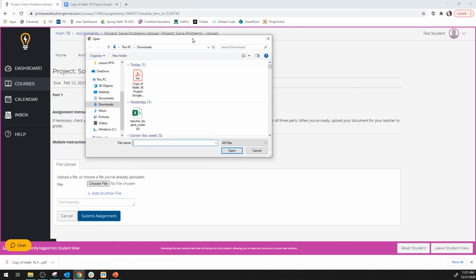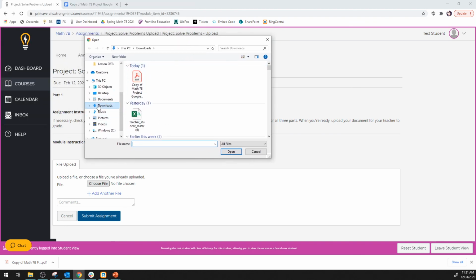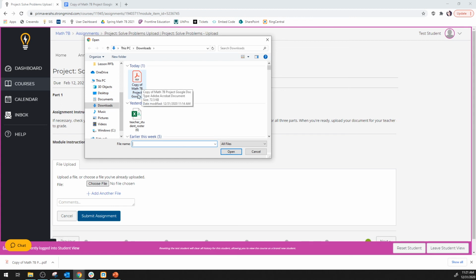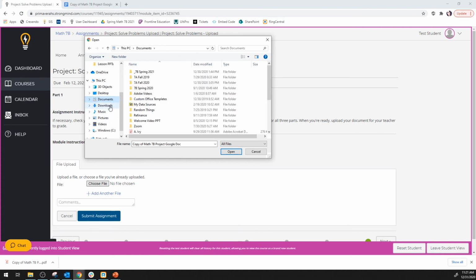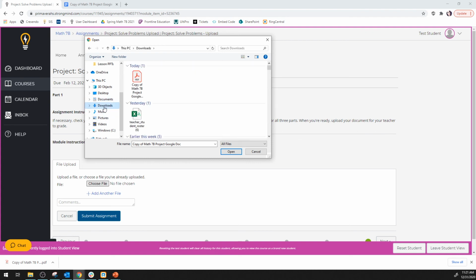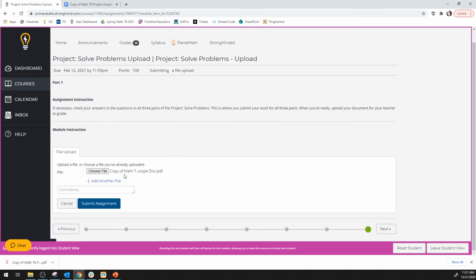When I click choose a file, it automatically opens up my downloads, and I could see right here from today, it says copy of Math 7B project. So if it doesn't pop up, say it pops up with your documents, just go ahead and go to your downloads. Click this 7B, your copy in your PDF. You're going to hit open. It's going to pop up right here. And then you're going to hit submit assignment. Okay. Once you submit your assignment, you are good. You're done with the project.